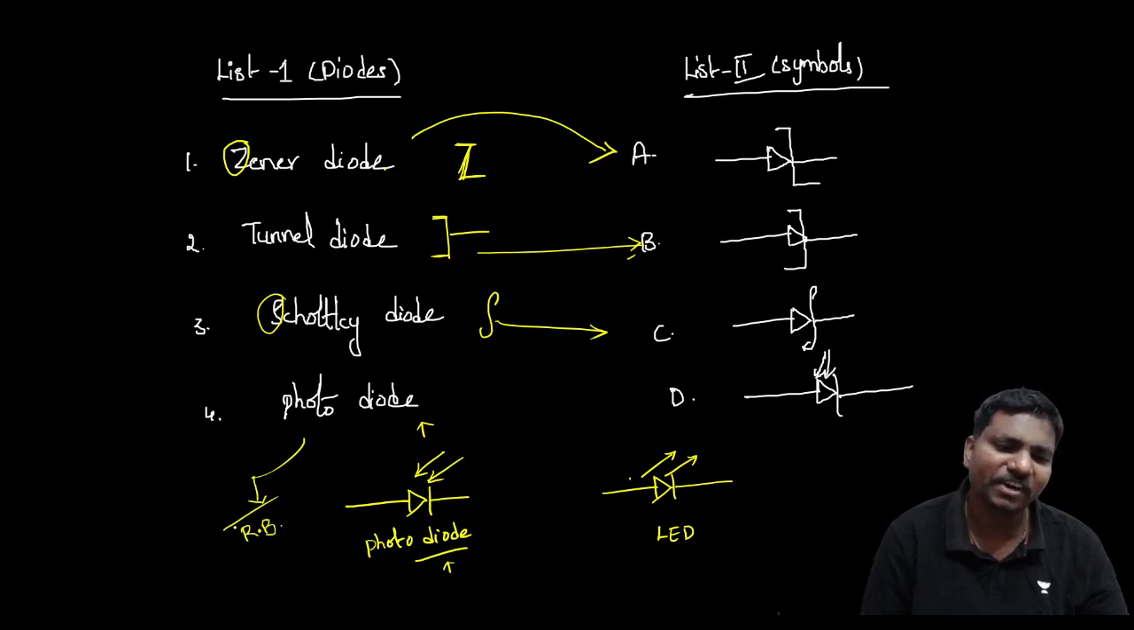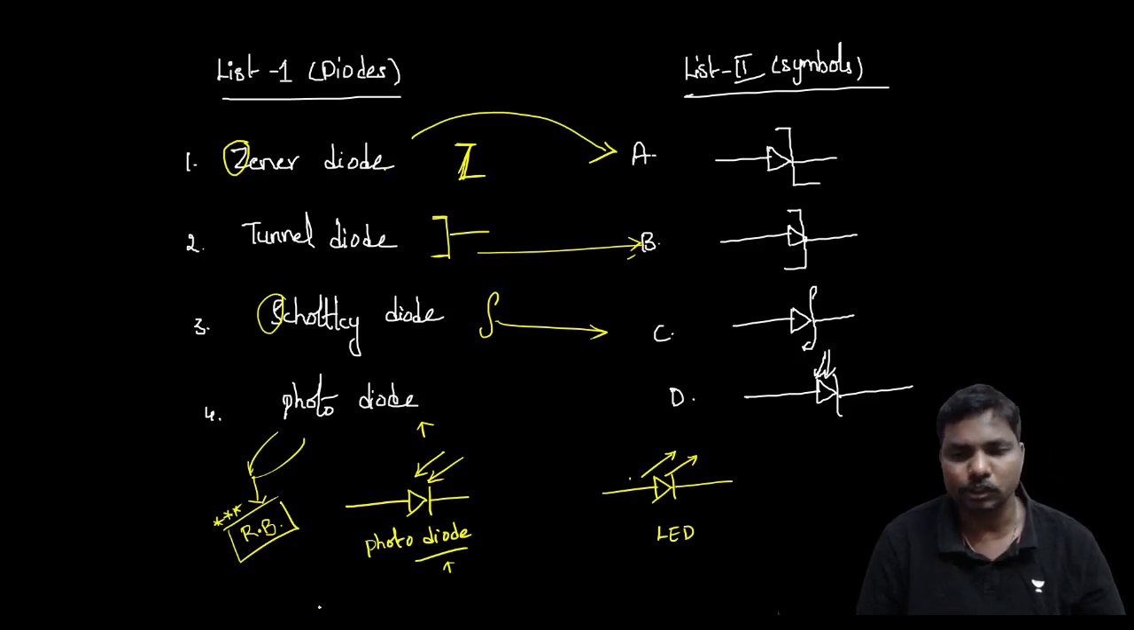Photodiode is generally operated in reverse bias. This is a very repeated question, guys. The most repeated question on the photodiode. Photodiode is generally operated in reverse bias.